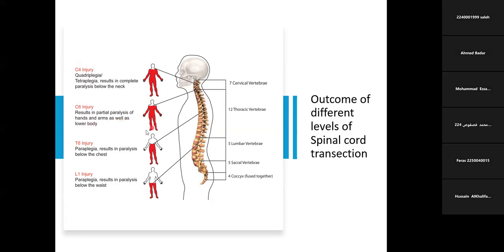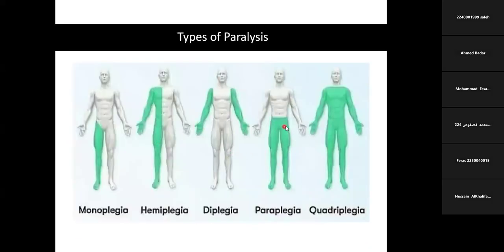Hands and arms as well as lower body, it's not functioning. And we go further down, thoracic segment, thoracic vertebra, T6 injury, T5 injury, T7 injury. Paraplegia results in paralysis below the chest. That is why we define paraplegia.